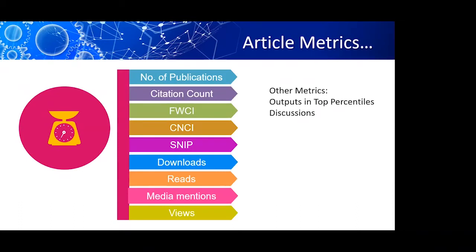And here the major article metrics are number of publications, citation count, FWCI, CNCI, SNIP, downloads, reads, media mentions, views. These are the major article metrics which we can use to see the performance of the article. And other metrics are outputs in top percentiles and discussions. That also can be considered here.